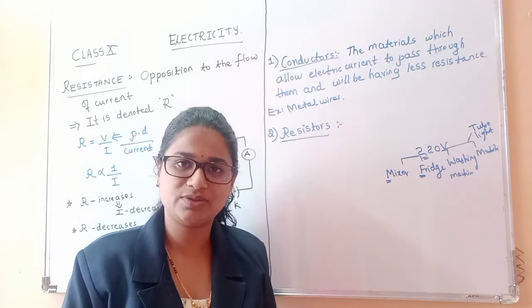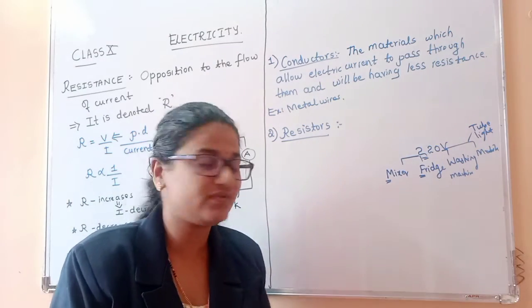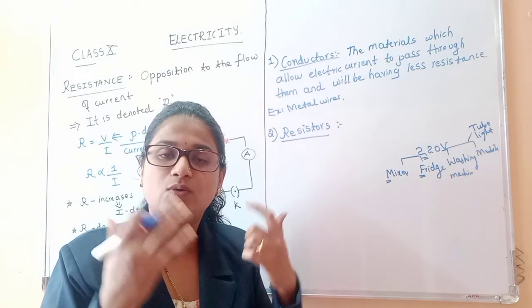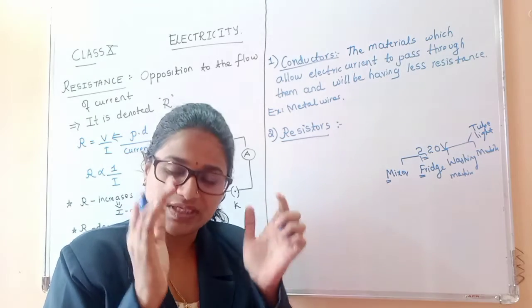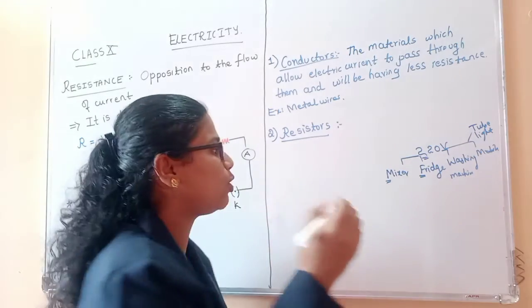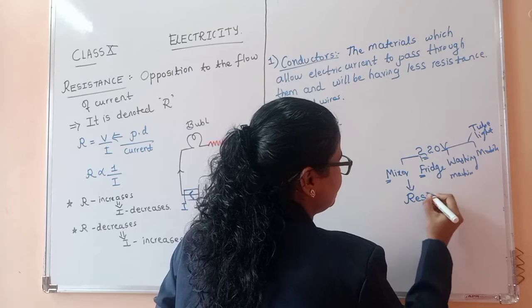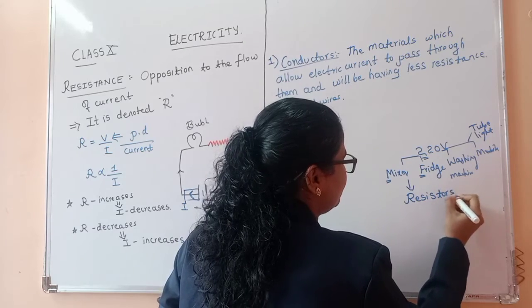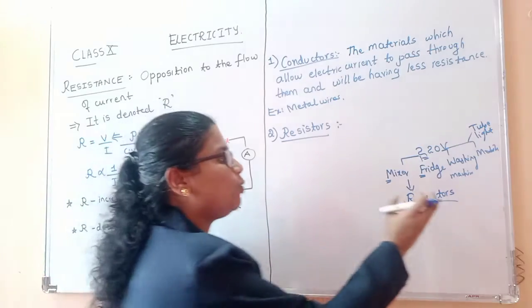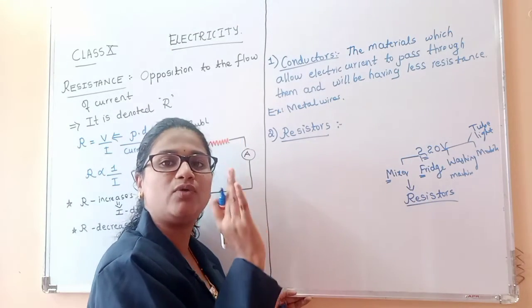They will burst out, because of the high capacity of current which is not required for these devices. Then what should we do? In the house we have certain things called resistors. You can see the resistors in your house in the main current box. Those resistors, what will they do? They will control the flow of current.